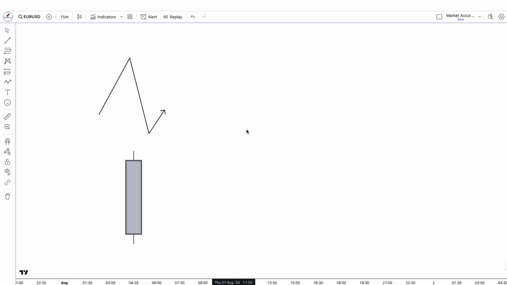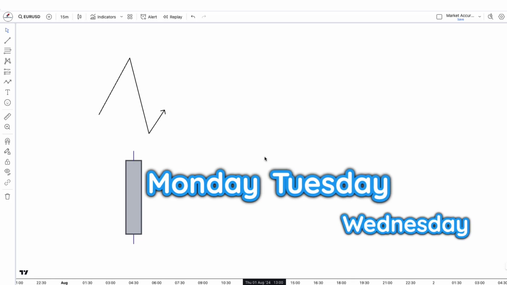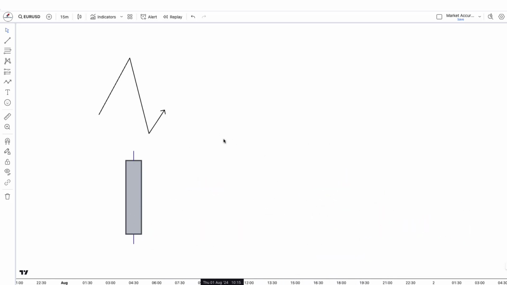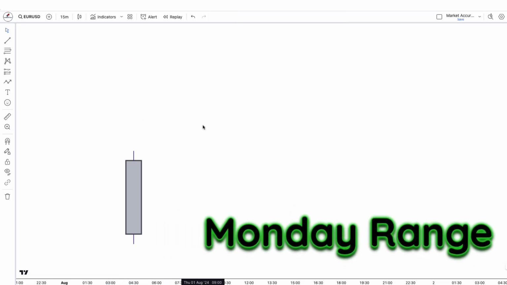So remember that. Now similarly, if we talk about Monday, Tuesday, Wednesday, Thursday, and Friday, Tuesday is going to print out the high or low of the week. So on Tuesday, there's a 70 to 80% chance that price will print out the high or low of the week, and with that in mind, we are going to trade the Monday range.